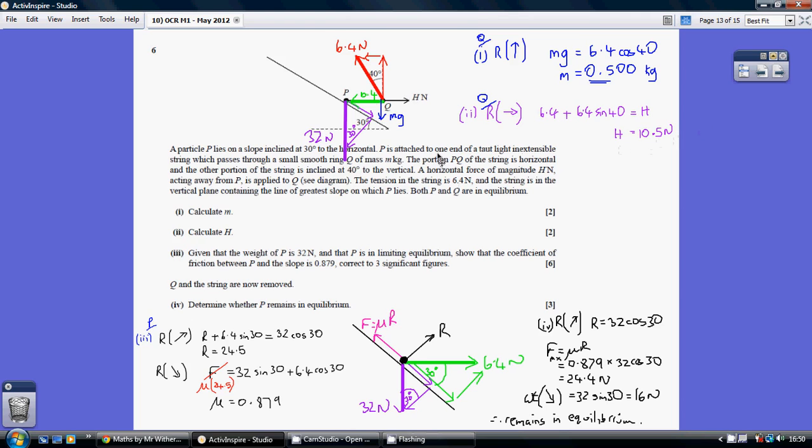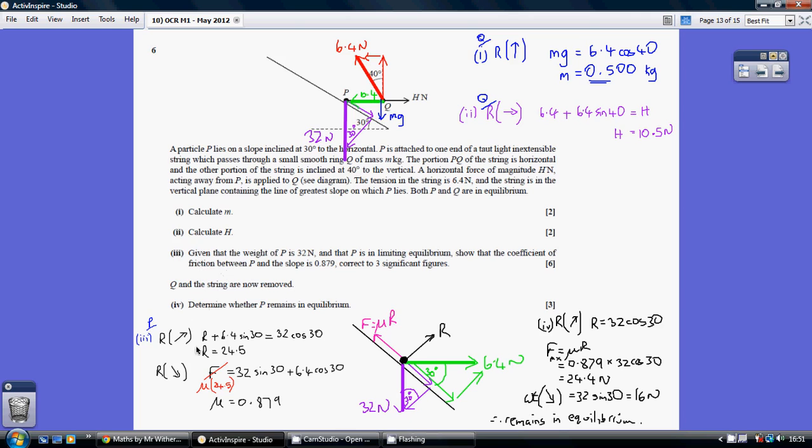Now for part 3 we're moving over to considering P. So let's start the diagram again. From the point of view of P, we have that 6.4 going in the opposite direction. We have our normal reaction, we have the friction up the slope, and we have the weight of 32 newtons. So, what are we being asked to do here? Yes, show that, we're trying to work out the coefficient of friction.